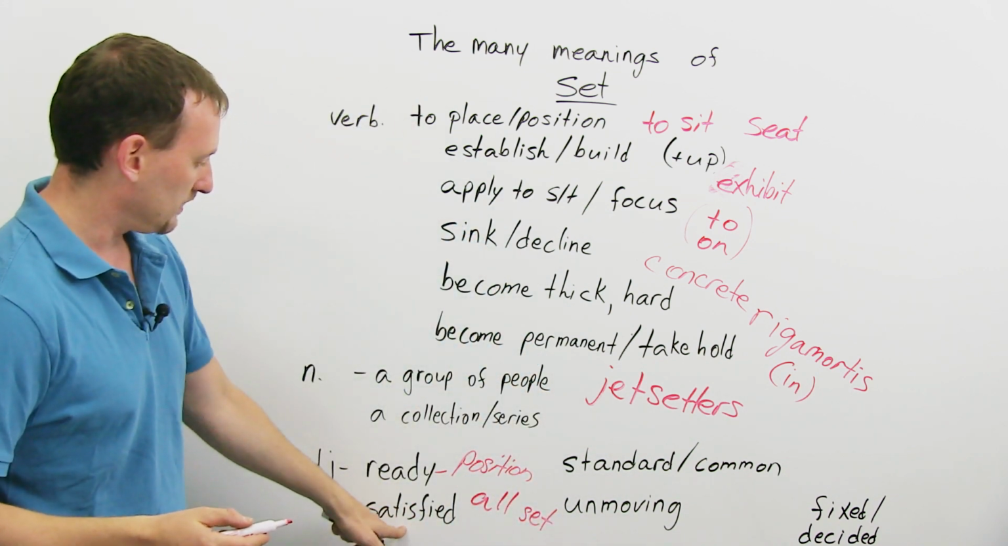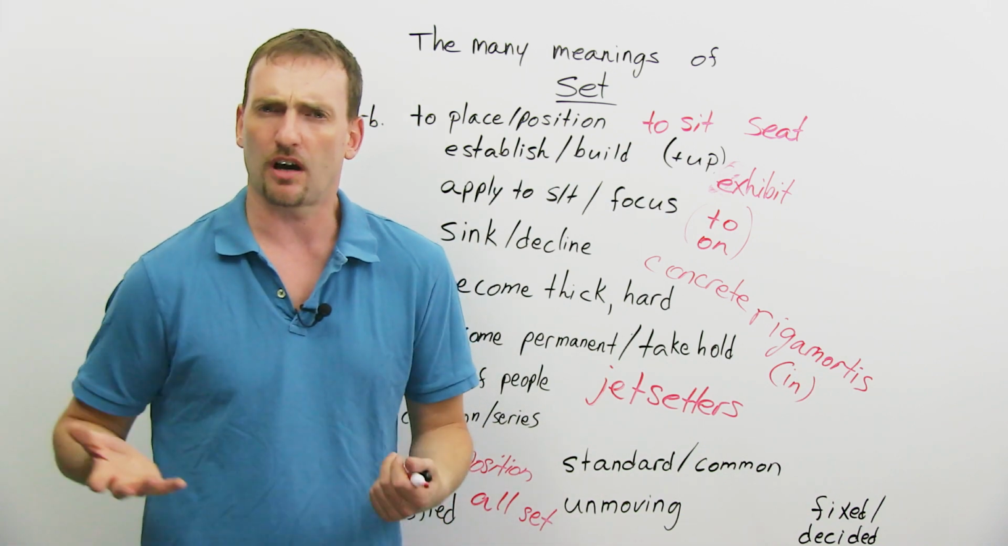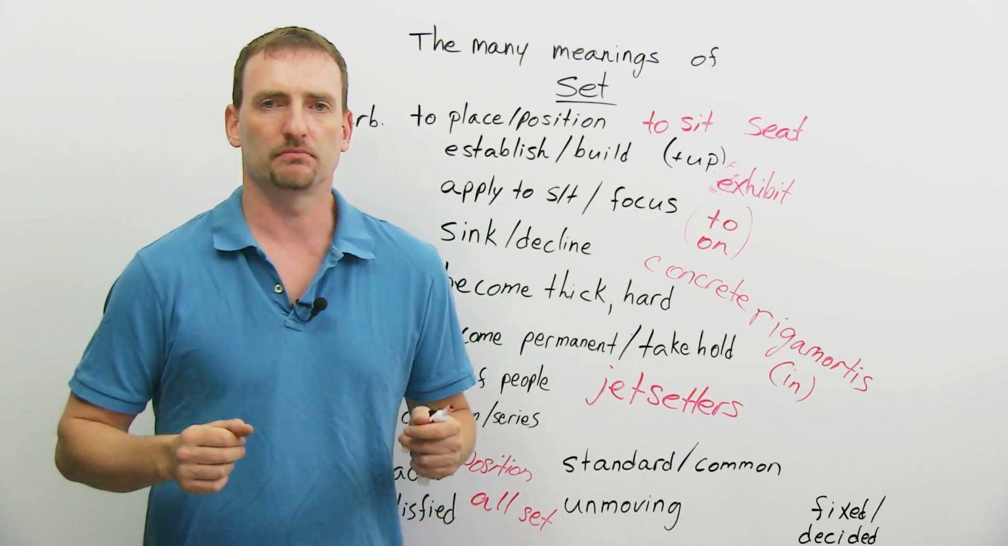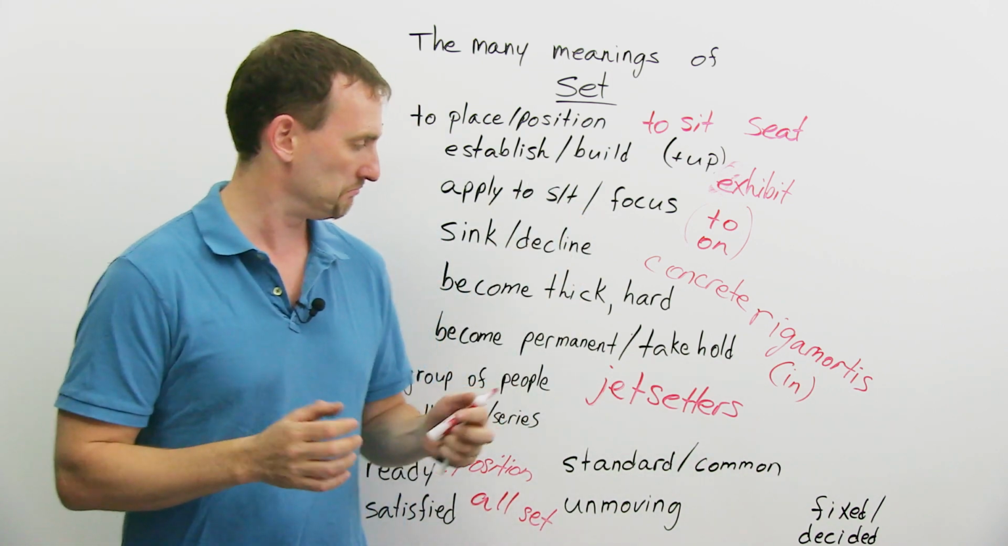Now you can also use all set to mean satisfied. Can I get you anything else? Do you need a coffee? Do you need a drink? No, I'm all set. It means I'm good. I have everything I need. I'm satisfied. Thank you very much.